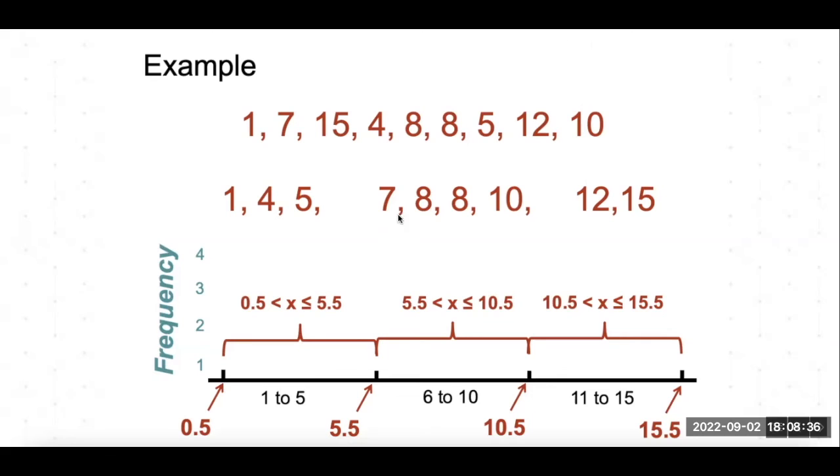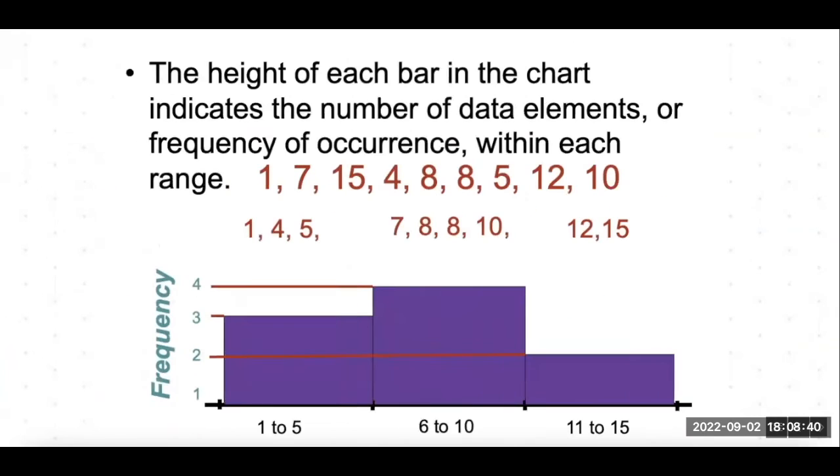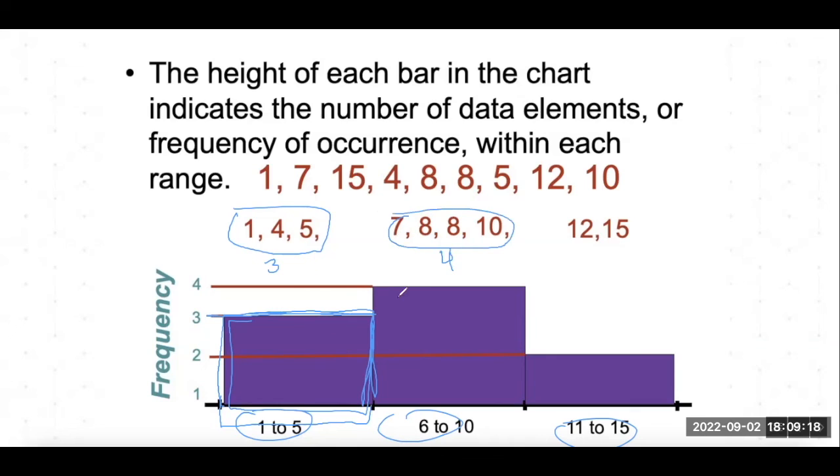So once you make the bins from your data set, you can start filling up the frequencies. We have the 1 to 5, 6 to 10, 11 to 15. And the frequency just tells us how many items are in that bin. So 1, 4, and 5, there are 3 data points in this portion. We plot it with a frequency of 3. In the 6 to 10, we have 1, 2, 3, 4. So 4 items. And in the last portion, the third interval, 11 to 15, there are 2 items. So we plot that with a frequency of 2.